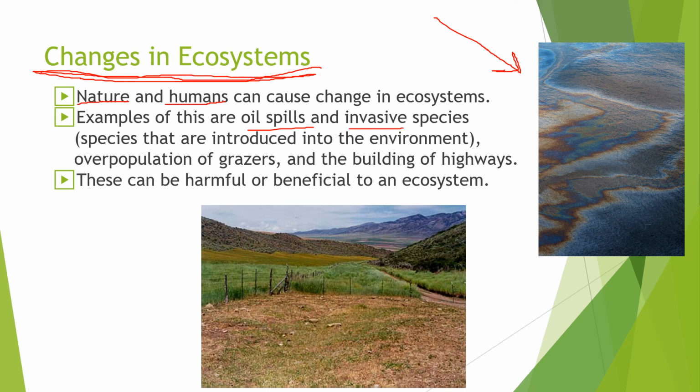Invasive species, okay, species that are introduced into the environment, when you have either weeds that come in and kind of infest an area and take over, something like that. Overpopulation of grazers, which you can see in this picture here, which I'll get into more details in just a minute, and even building highways can cause changes to the ecosystem. And like I said, these can be either harmful or beneficial to an ecosystem.